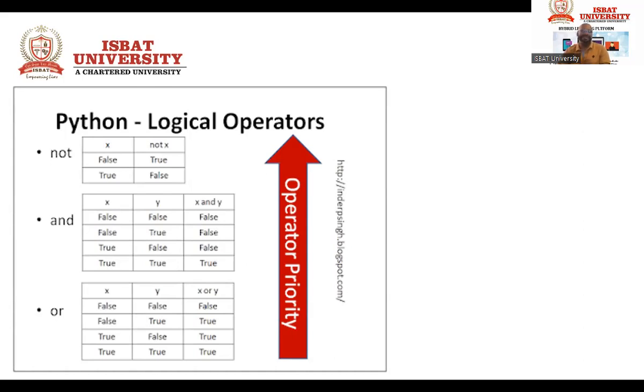The same thing you can see when we use the OR operator. We have two Boolean values, X and Y. If both values are false, when we use an OR operator, the outcome will be false. If one value is false and the other value is true, it produces a true value. And if both values are true, it is a true value.